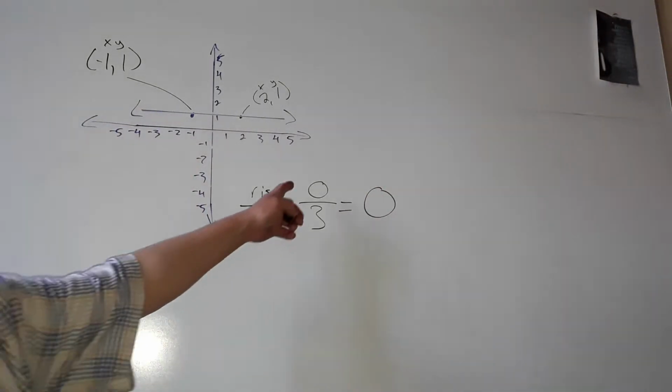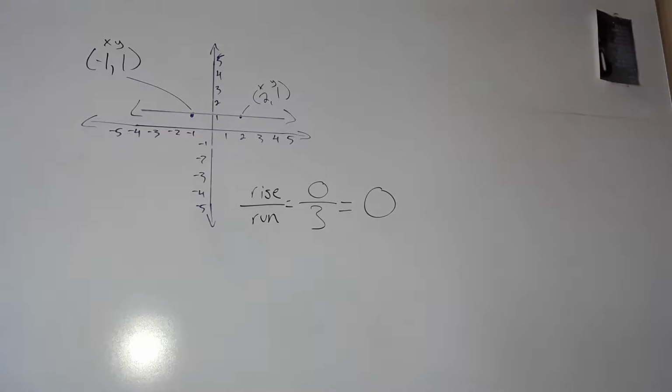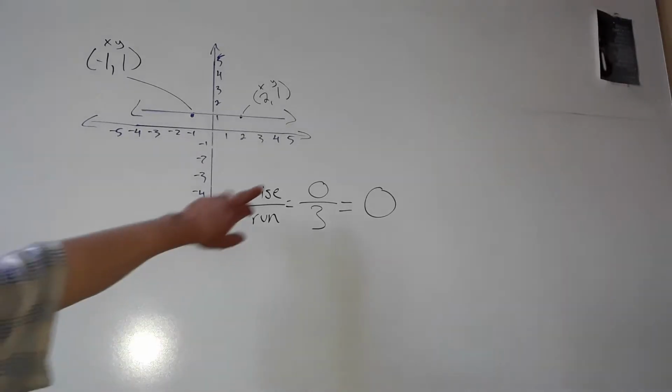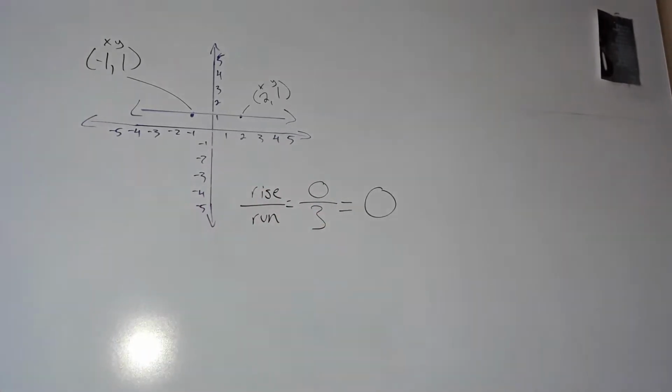Because any number, you divide 0 by any number, it's going to be 0. Divide 0 by any number, it's going to be 0.